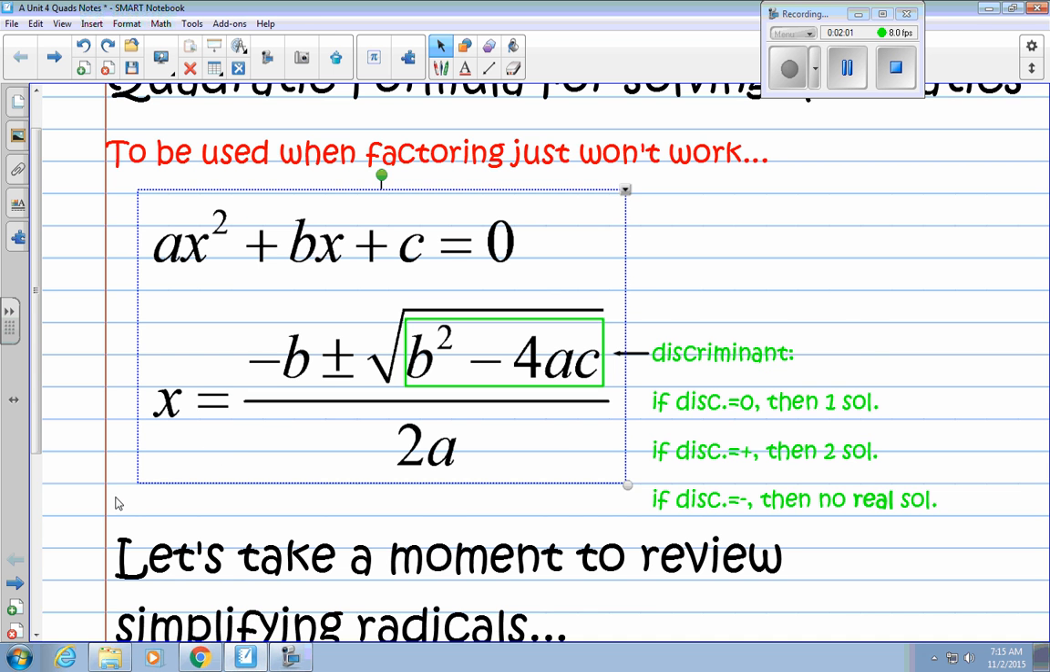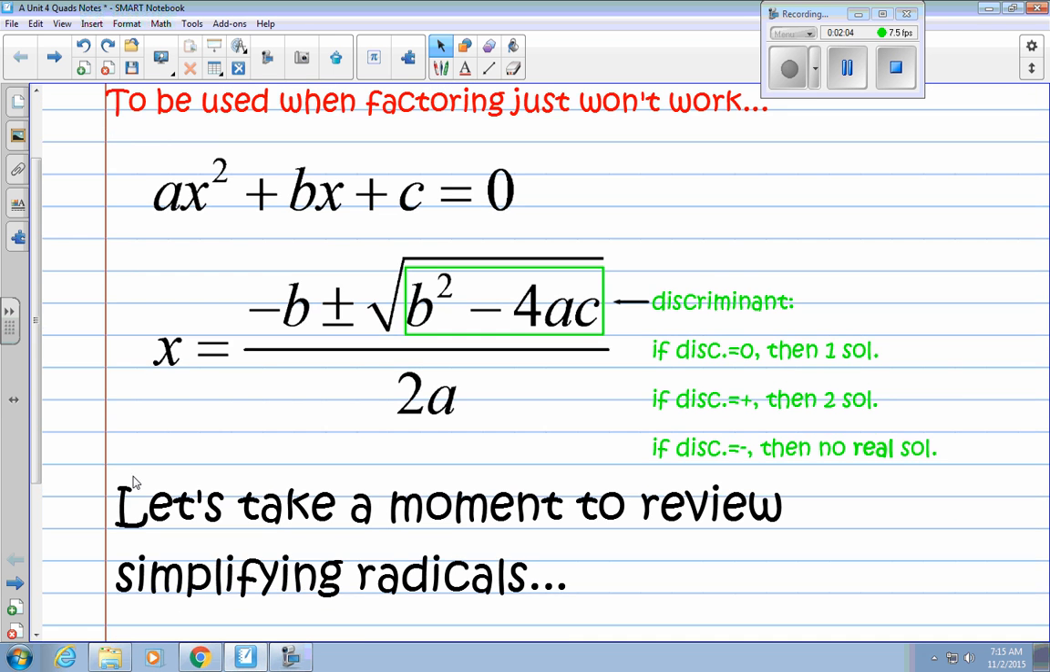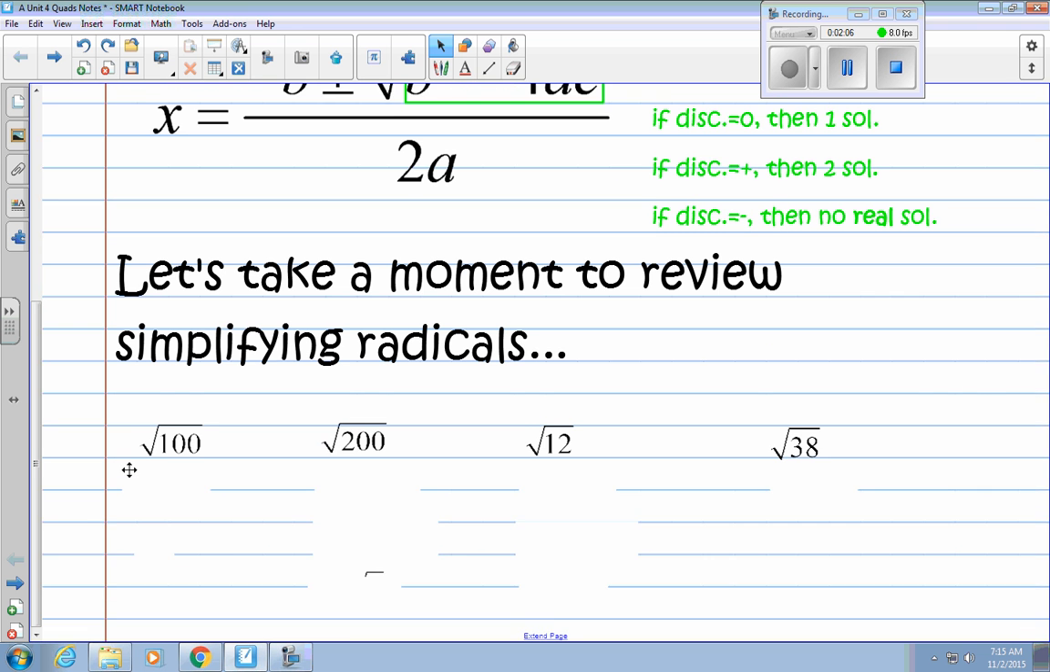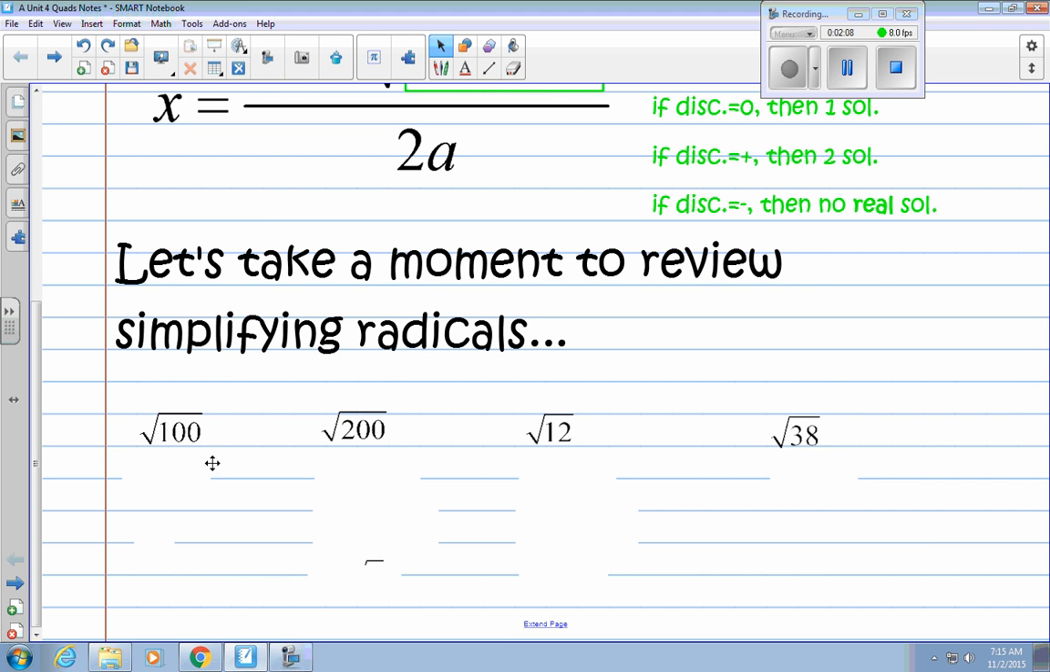Okay, so since we are going to have this radical, let's take a moment to review how to simplify a radical. Simplifying radicals is really easy when we are taking the square root of a perfect square. 100 is 10 squared, so the square root is simply 10. When we don't have a perfect square, what we want to do is write our number as a product of a perfect square and another number. And then anytime that we have a product, we can split it into two separate radicals.